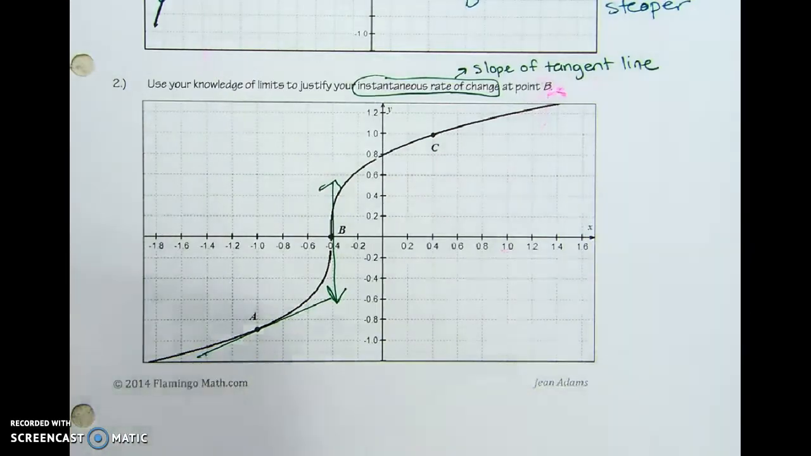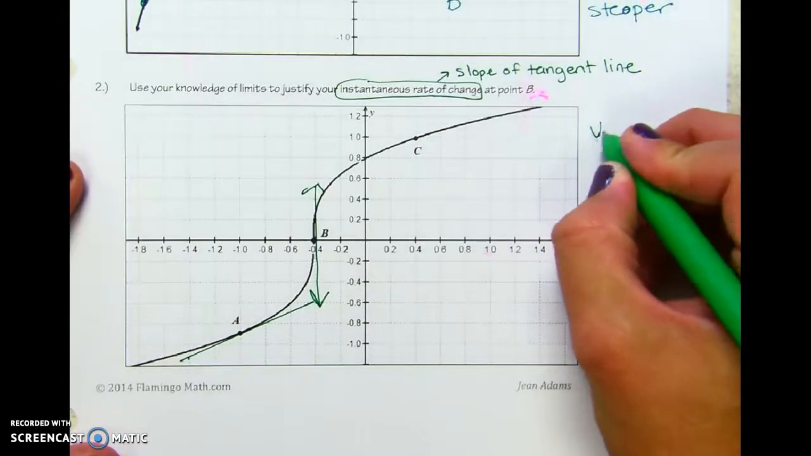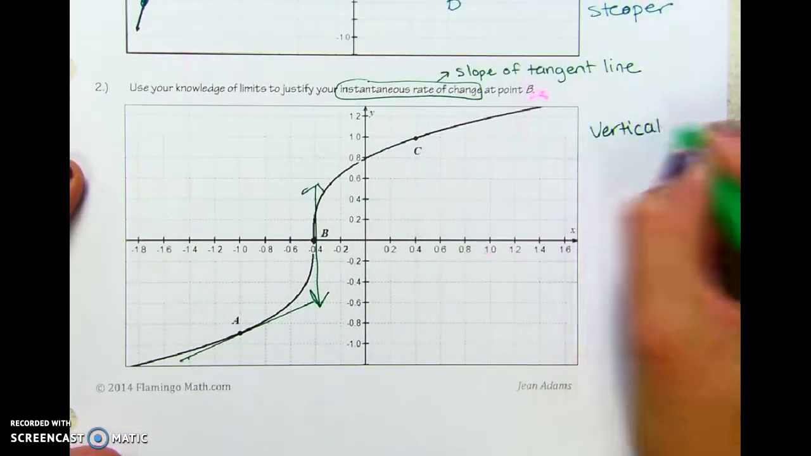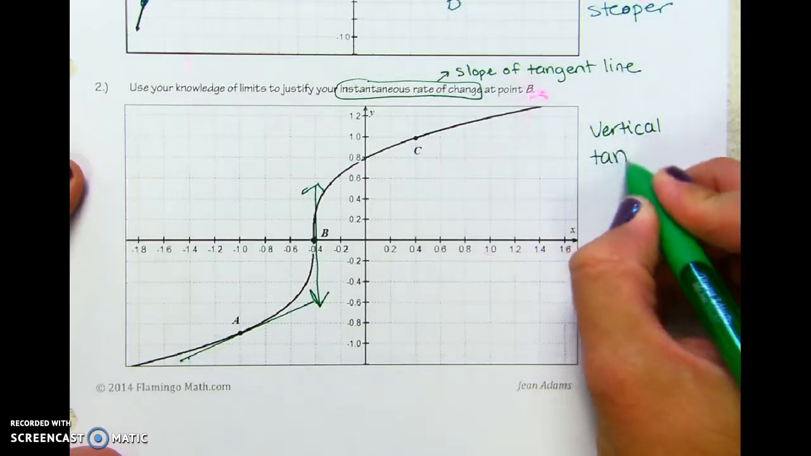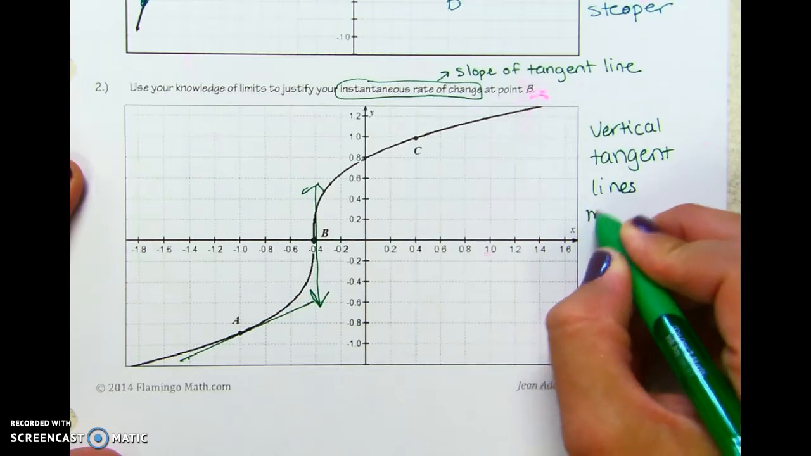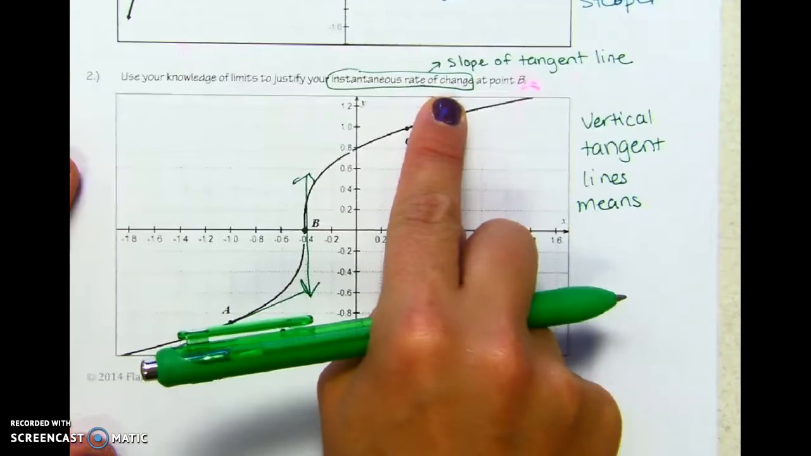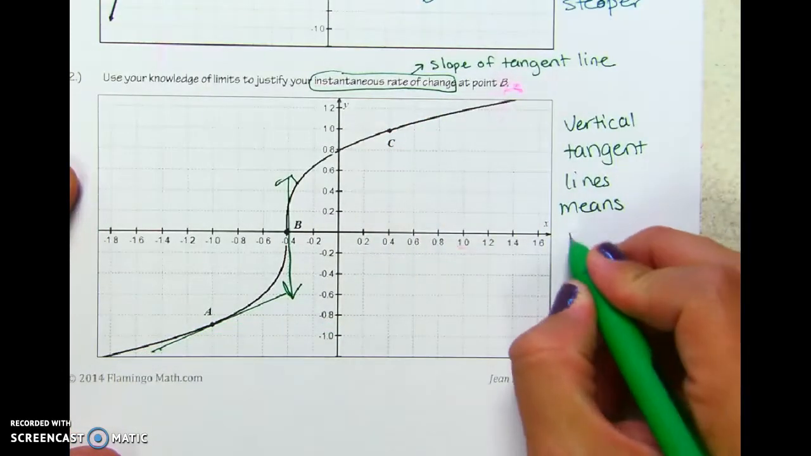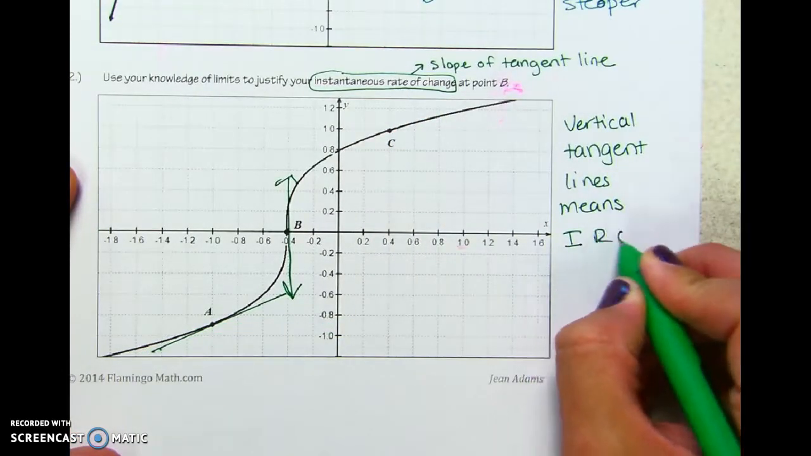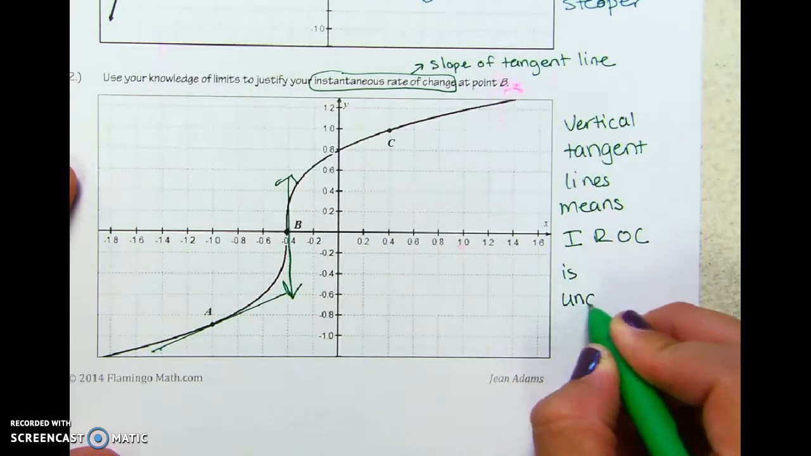use our knowledge of limits. What do we say about vertical or infinite limits? They don't exist. So a vertical tangent line means the instantaneous rate of change is undefined.